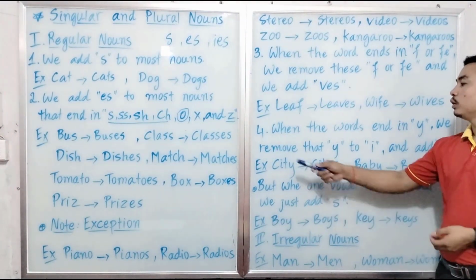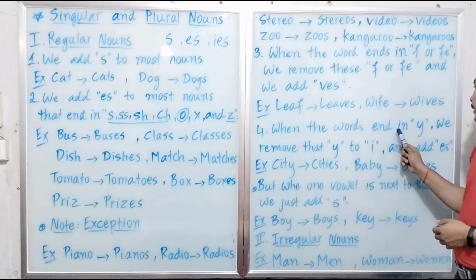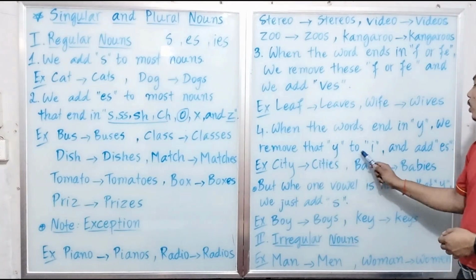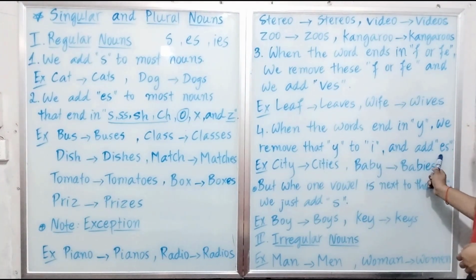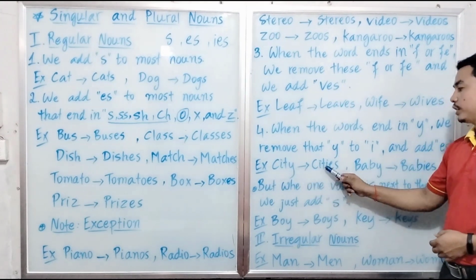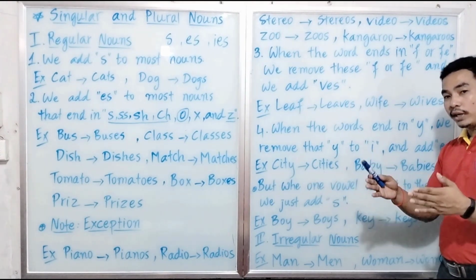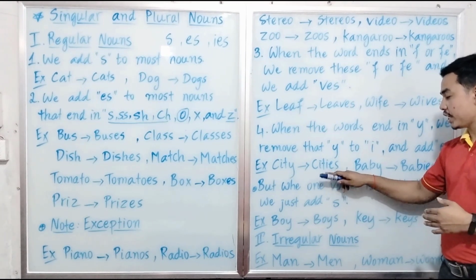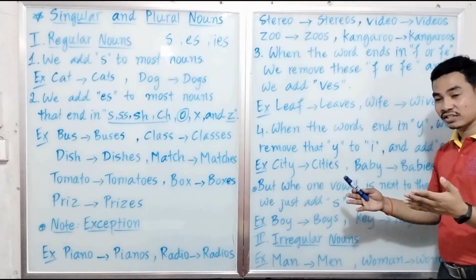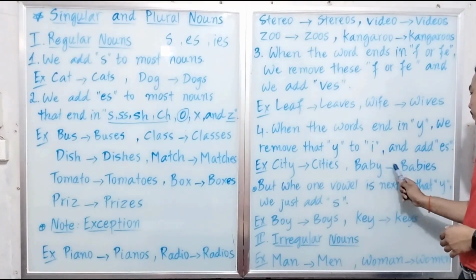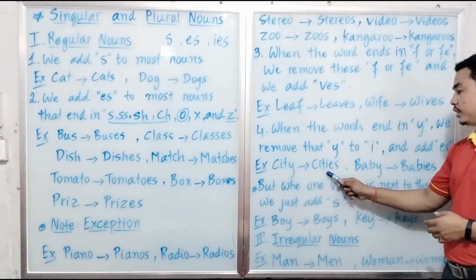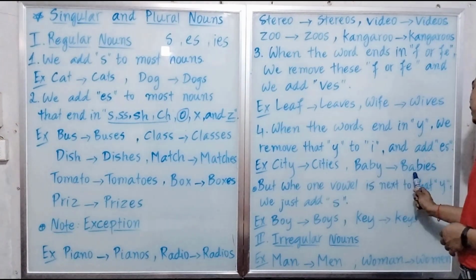The fourth one, when the words end in Y, we change that Y to I and add ES. Example, city, cities. So one more thing, you need to be careful with the pronunciations of IES here, means Z. Alright, baby, babies. Let me repeat again. City, cities, baby, babies.